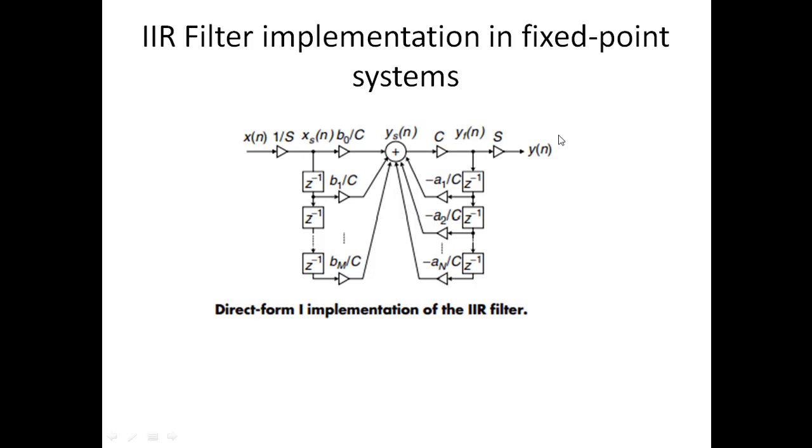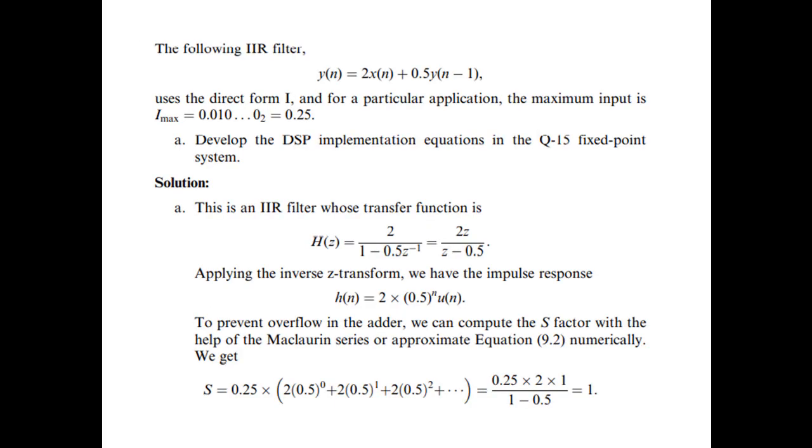Okay. Now we shall have an example to see how this can be implemented. So we have an IIR system. It's a first order IIR system. In terms of difference equation, y of n is equal to 2 times x of n plus 0.5 times y of n minus 1. Its maximum input range it can take is 0.25. I have to develop the DSP implementation equation in Q15 fixed point system.